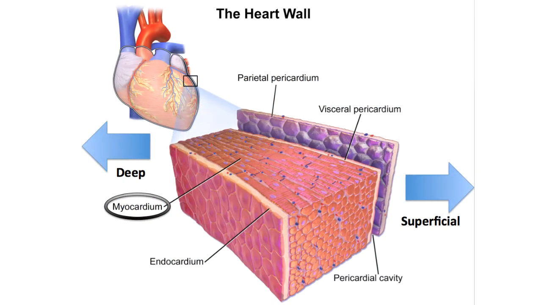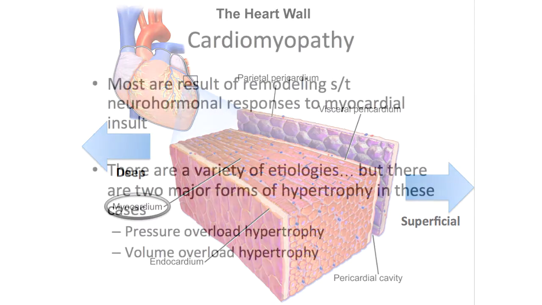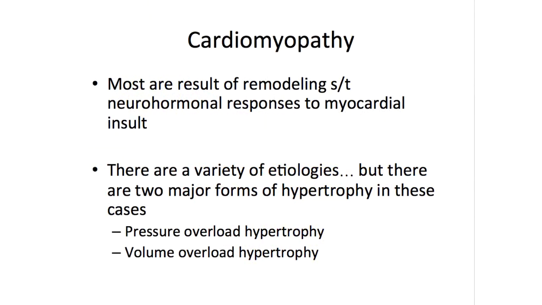In the Diseases of the Pericardium lecture, we looked at conditions associated with the parietal and visceral pericardium. In this lecture, we'll move a little deeper and look at conditions of the myocardium. Most forms of cardiomyopathy are the result of remodeling secondary to neurohormonal responses to myocardial insult. There are a variety of etiologies, but there are two major forms of hypertrophy in these cases. These two forms are pressure overload and volume overload hypertrophy.